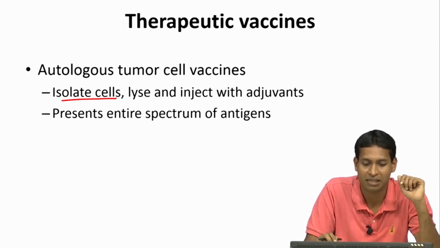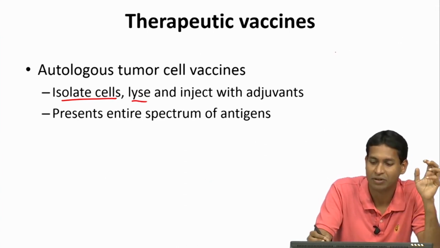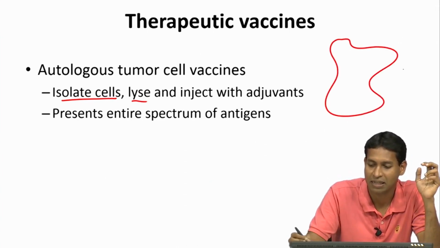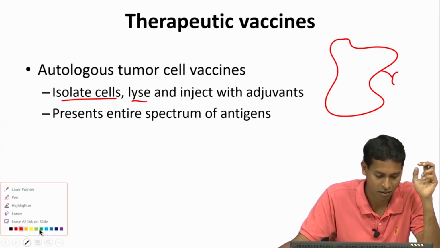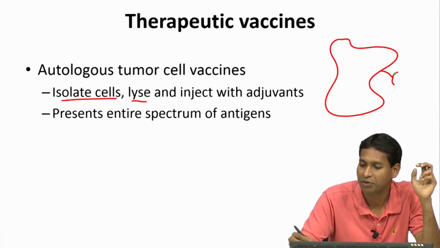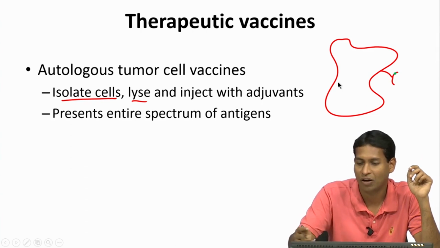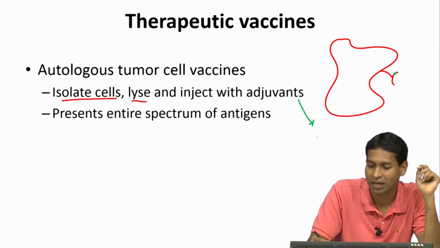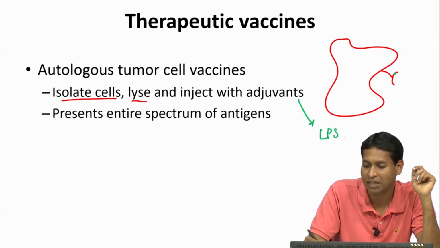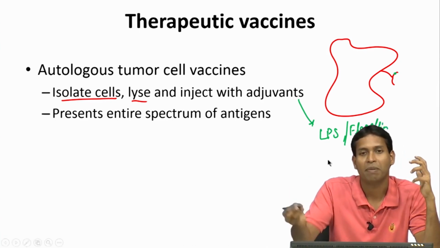So, we isolate some cells, we lyse them. When I lyse these cells, initially let us say this was a cell and maybe one of the proteins had this mutation here. When I lyse this cell, all of the proteins come out, and I then mix it with some adjuvants. So what I can do is mix it with some LPS or some flagellin protein and then put it back in the body.